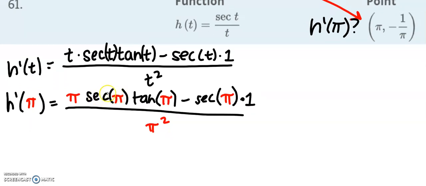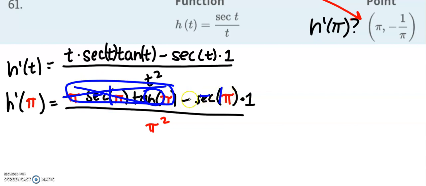Okay, so now using my unit circle that we all know and love, I can say the secant of pi is going to be the reciprocal of cosine. Cosine is -1, so its reciprocal is -1. Tangent of pi is, this is -1, this is 0, so this whole first term is just gone. Minus, we just said secant of pi was -1. Well, minus -1 is going to become a +1 over pi squared. So that should be your final answer for h prime of pi.